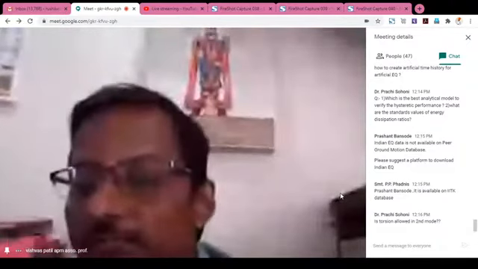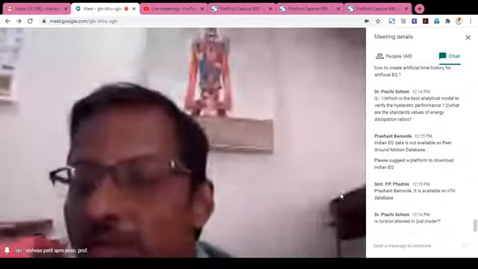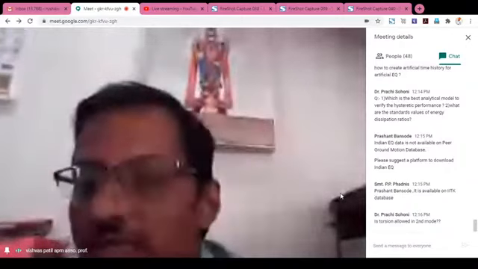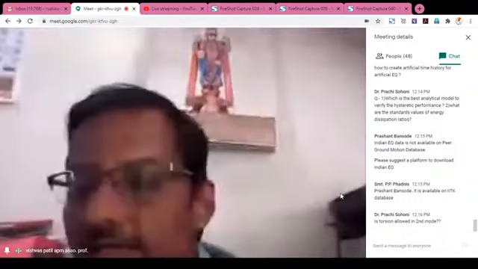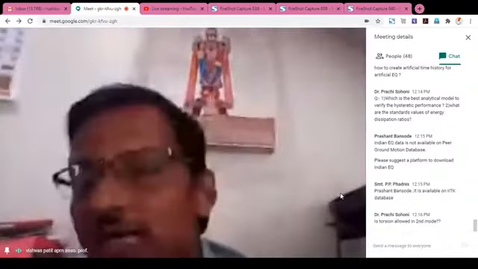Madam Padnis has also given the answer to this. It is available in the IIT Kanpur database. Okay. Is torsion allowed in the second mode? Torsion allowed in the second mode.